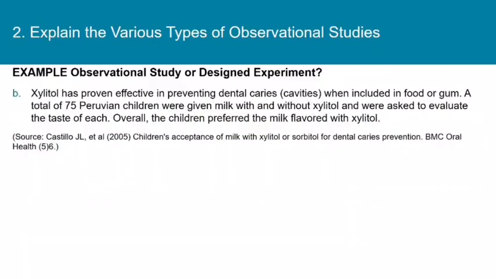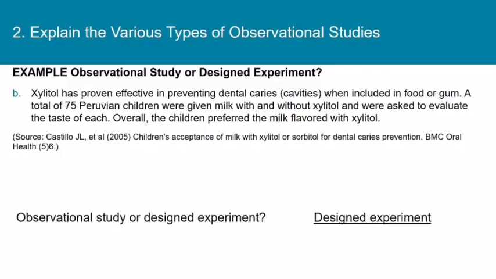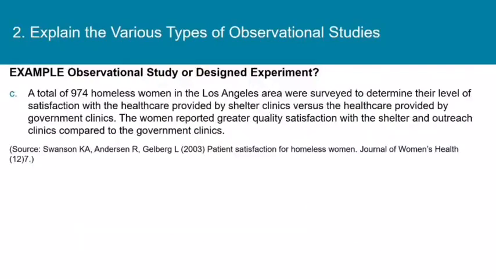Now let's look at another situation. Xylitol has proven effective in preventing cavities when included in food or gum. A total of 75 Peruvian children were given milk with and without xylitol and were asked to evaluate the taste of each. Overall, the children preferred the milk flavored with xylitol. So, since the researchers are giving the children the milk, they are applying a treatment to the children. And so this is going to be a designed experiment. And we're going to look at different types of designed experiments when we get over to the end of the chapter in section 1.6.